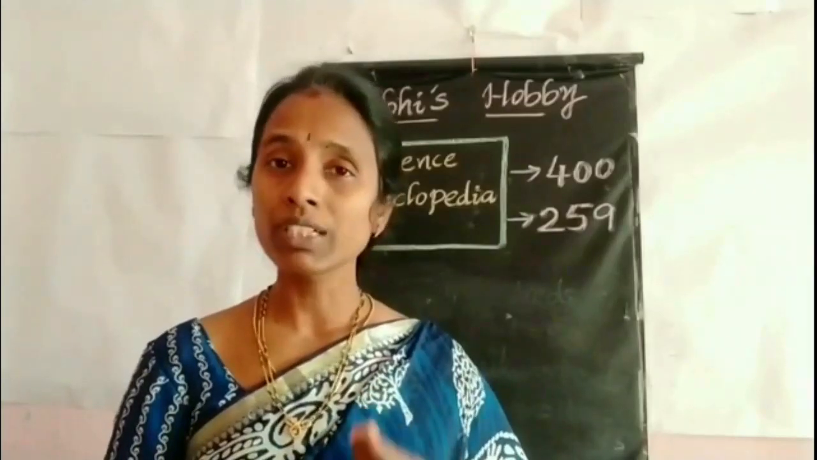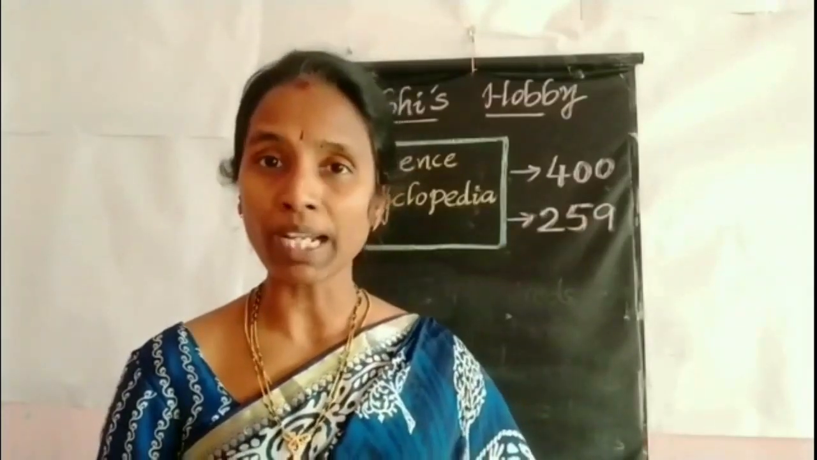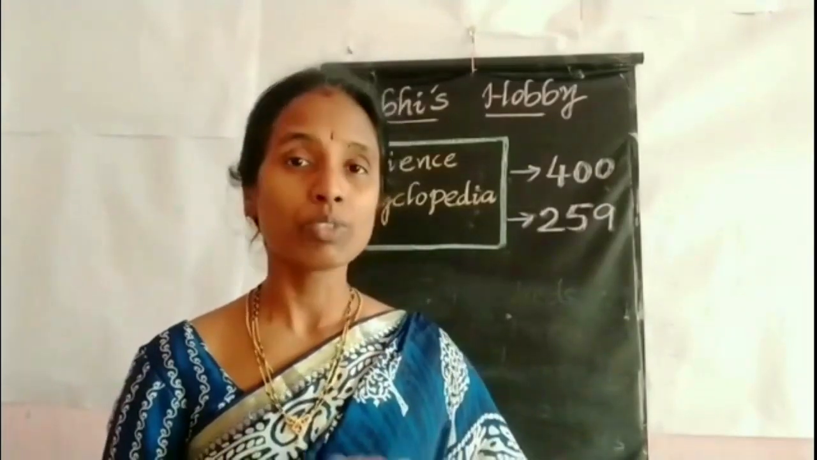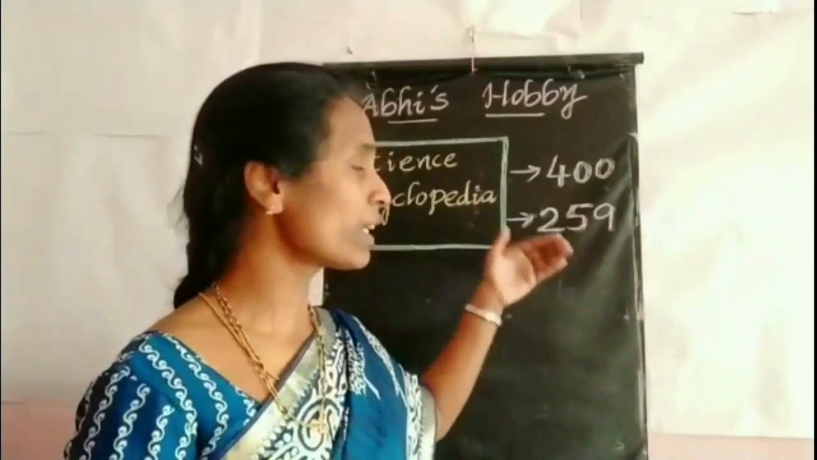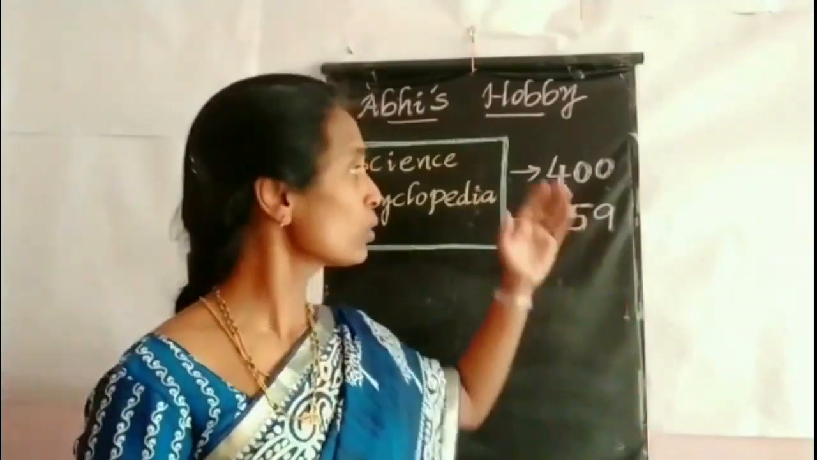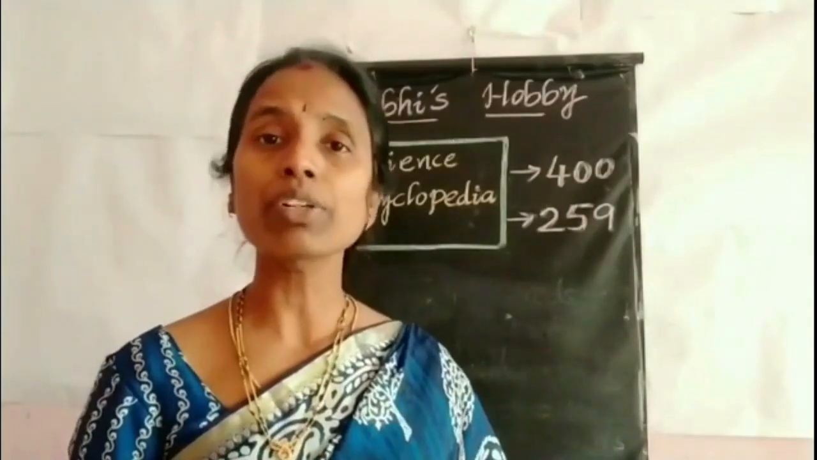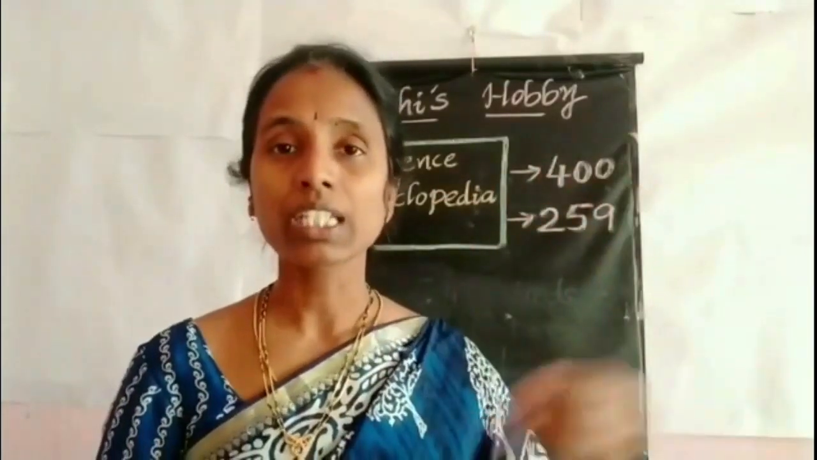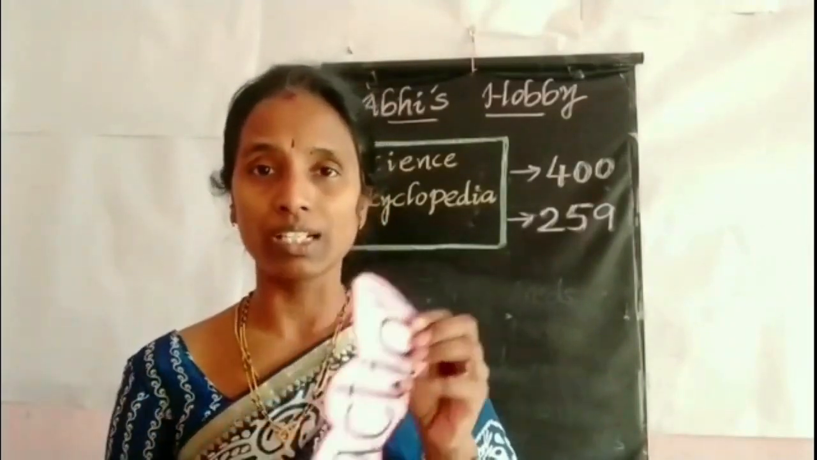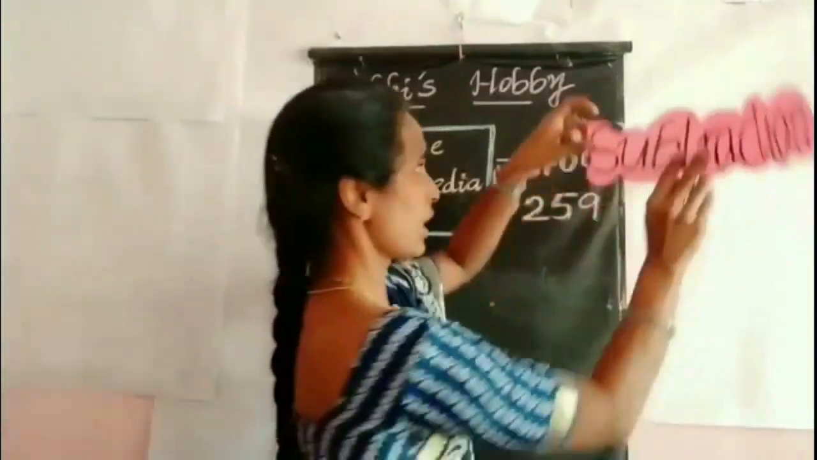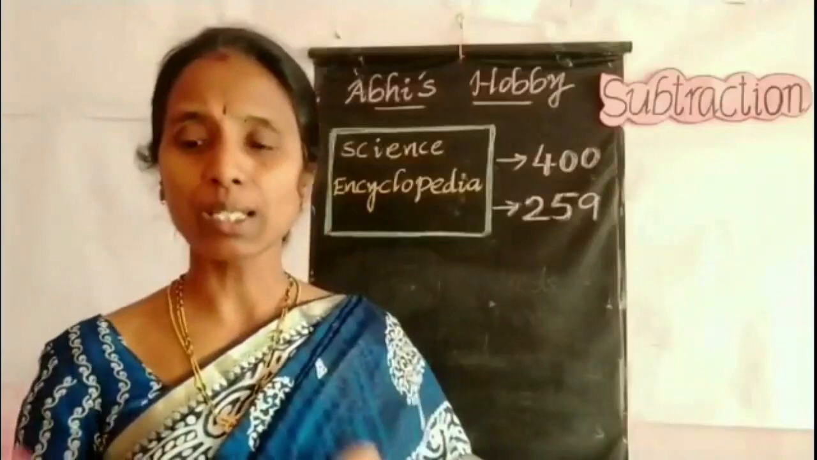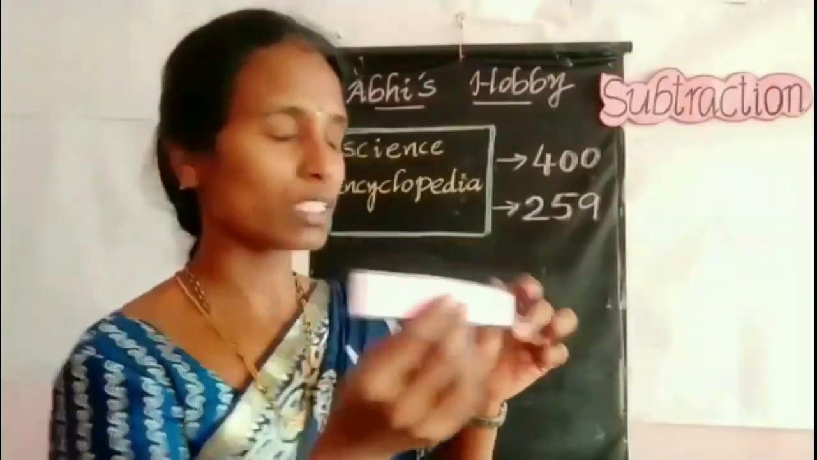So here, the words which I am uttering, left, remain, maybe you are getting an idea of what we have to do. Exactly, we have to take away the 259 pages which were already read by Abhi from the total number of pages, that is 400. Taking away means nothing but subtraction. Children, today we are going to learn about subtraction. Can you tell me the symbol of subtraction? Yes, the symbol of subtraction is minus.